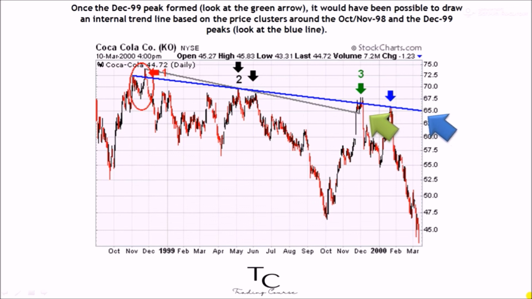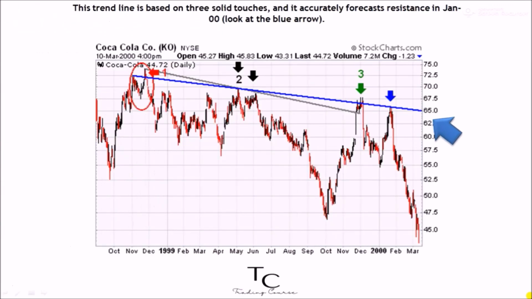It would have been possible to draw an internal trend line based on the price clusters around the October-November 98 and the December 99 peaks. Look at the blue line. This trend line is based on 3 solid touches, and it accurately forecasts resistance in January 2000. Look at the blue arrow.